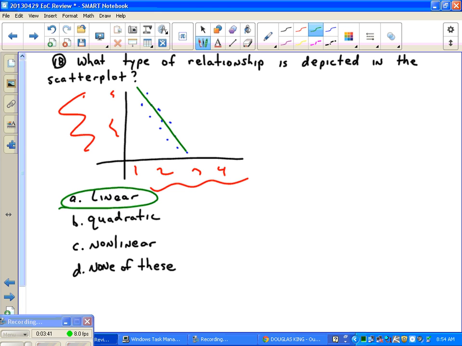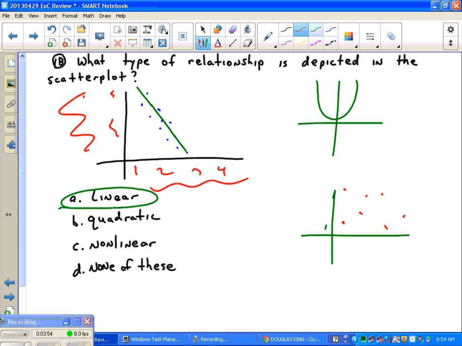If it were quadratic, it would look something like this. It would be what's called a parabola. If it were nonlinear, it would look like this. Like you'd have a point here, and then you'd have one here and one here. You'd have them all over the place. You can't draw a straight line through any of those. And then none of these fit any of them.